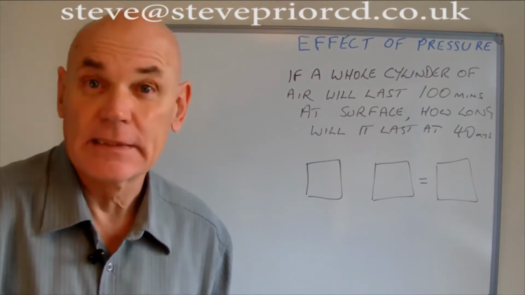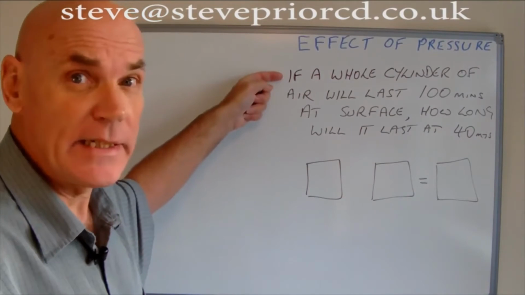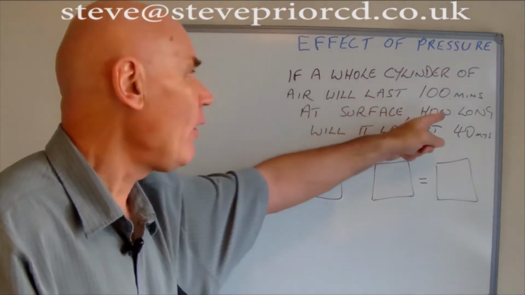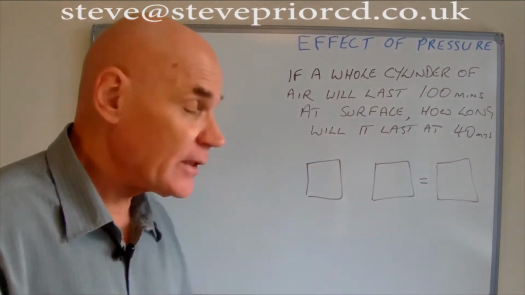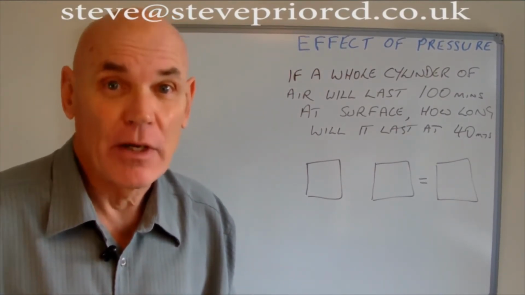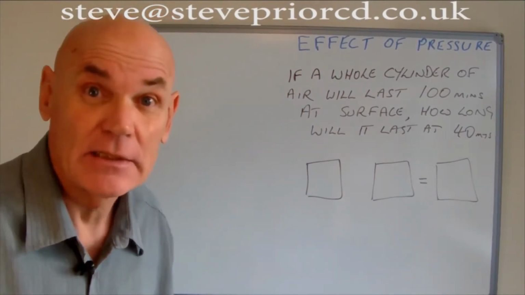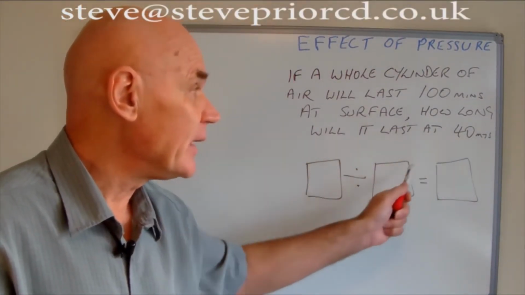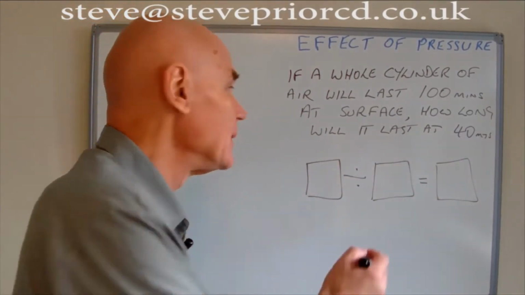Okay, so let's look at this, another typical question that you might find on exams. If a whole cylinder of air will last 100 minutes at the surface, how long will it last at 40 metres? So the first thing, as always, we're going to decide, will it last less or will it be longer? And we know as divers it's going to be a lot less, isn't it? Less, the mathematical sign for less, will be a divide. So the next thing we need to do is put the absolute pressure in the middle box. 40 metres, we know that to be 5 atmospheres.